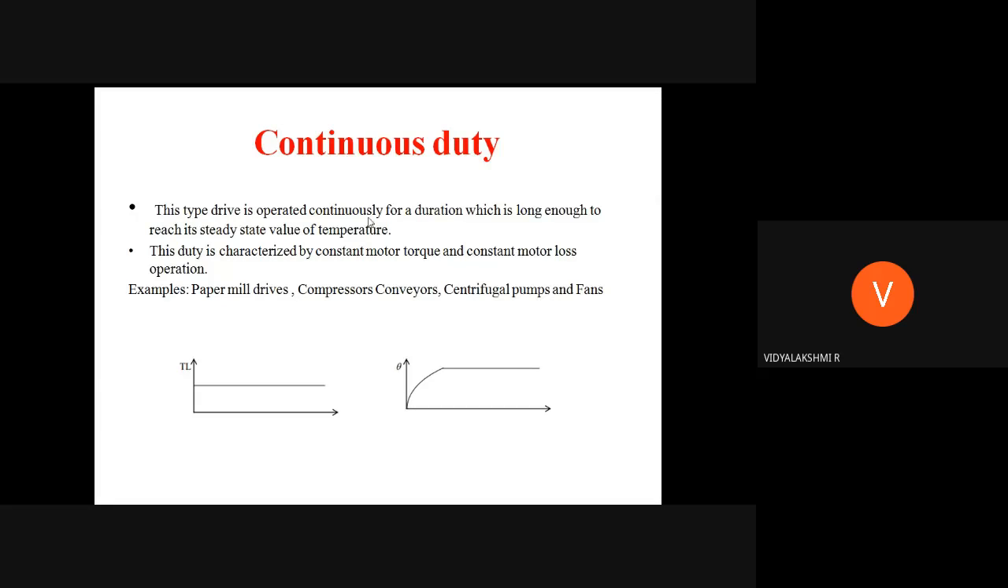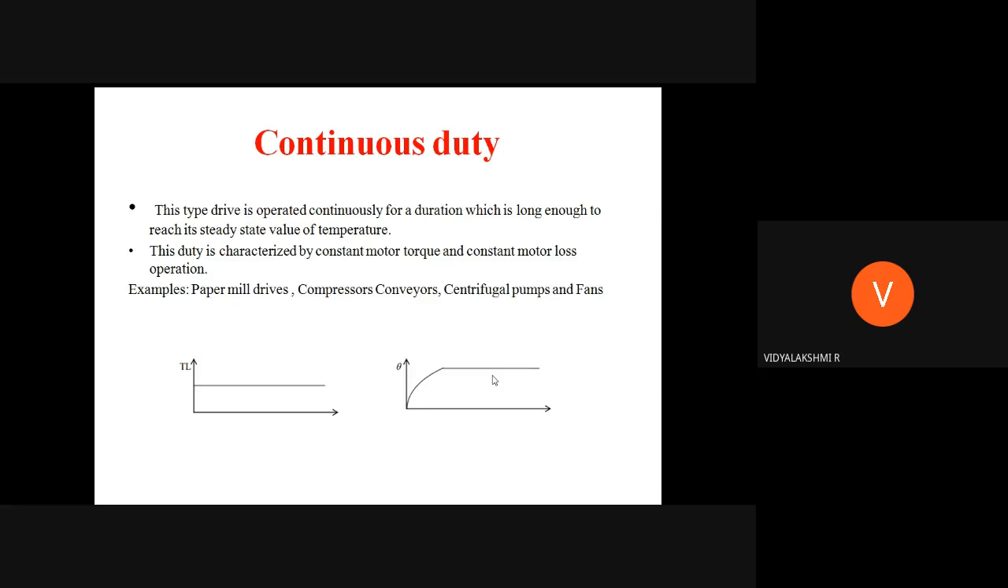I'm running my machine in a continuous manner. It attains a constant motor torque and constant motor loss operation. So this is called continuous duty operation. I can draw time with respect to TL; it approaches a constant. In the same way, time with respect to theta will vary linearly, and after that it reaches a constant temperature. This is my continuous duty.